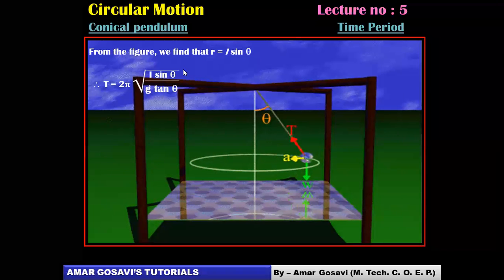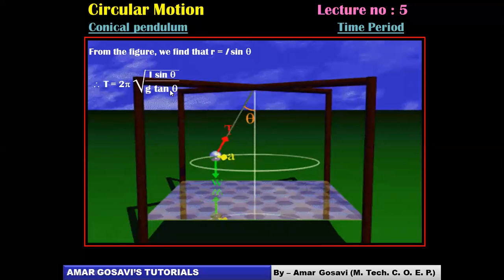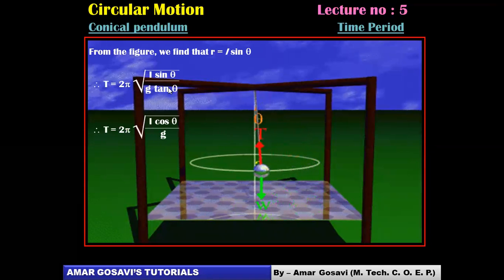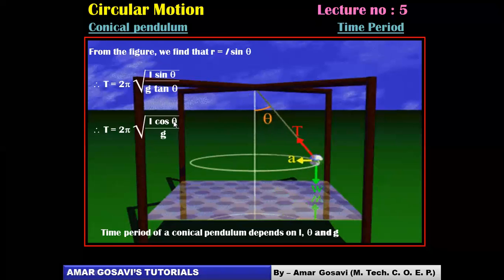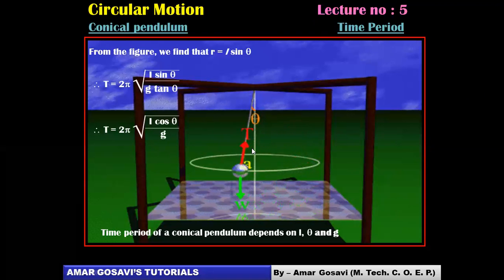So when I substitute r as L sine theta, then tan theta can also be substituted as sine theta upon cos theta. So you can see sine theta will get nullified out of it, and cos theta will get into the numerator. Substitute tan theta as sine theta upon cos theta, and then finally you get the equation for time period of conical pendulum, and that is 2 pi root L cos theta by g. So you can see this time period will depend on the length of the pendulum, theta, and acceleration due to gravity. Please make a note of this.